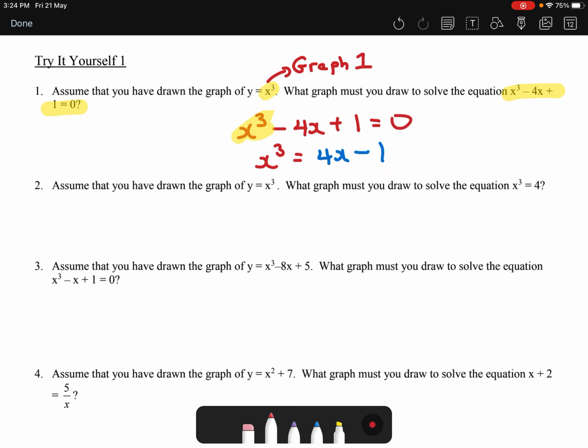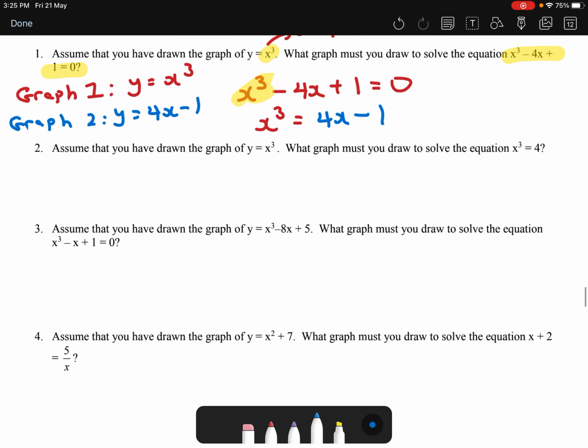Okay, so graph number 1 will be y equal to x cubed. Oh, sorry, I should write y equal to x cubed, because x cubed by itself is not a graph. Okay, so graph number 2 will be y equal to 4x minus 1. So it's like a straight line. These are the two graphs that I'm interested in. Where you draw, you find the intersection points. They will be the solution of the equation.